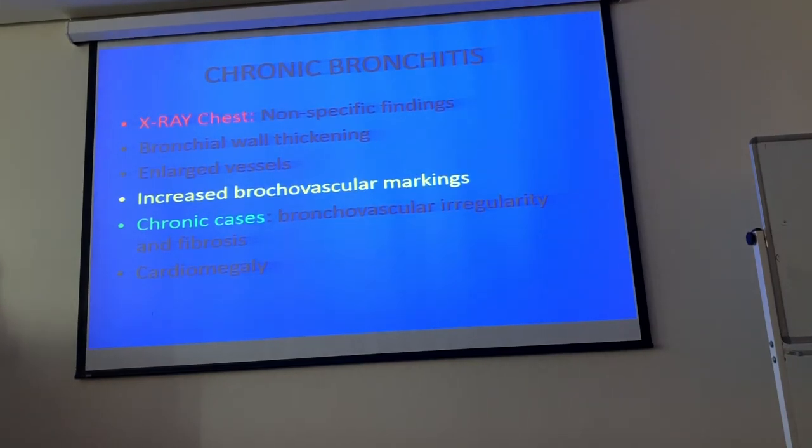There will be bronchial wall thickening, which can happen in any inflammatory disease. Enlarged vessels at the end, and sometimes when the patient has had it for so many years and it's untreated, it can give rise to fibrosis and bronchovascular irregularity. The heart is usually enlarged in very long-standing chronic cases.